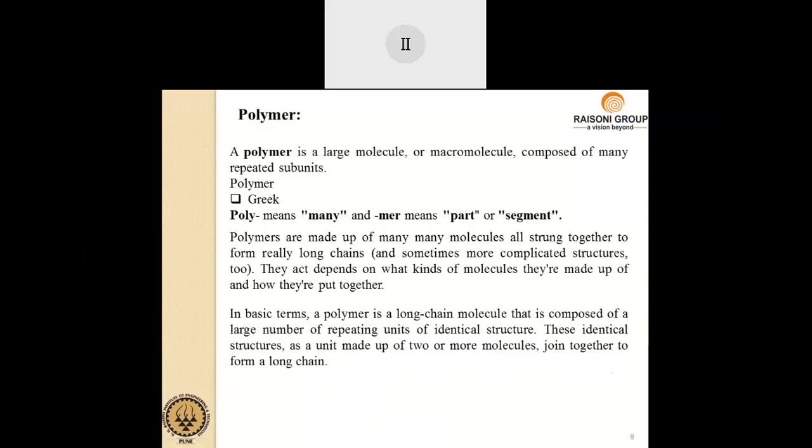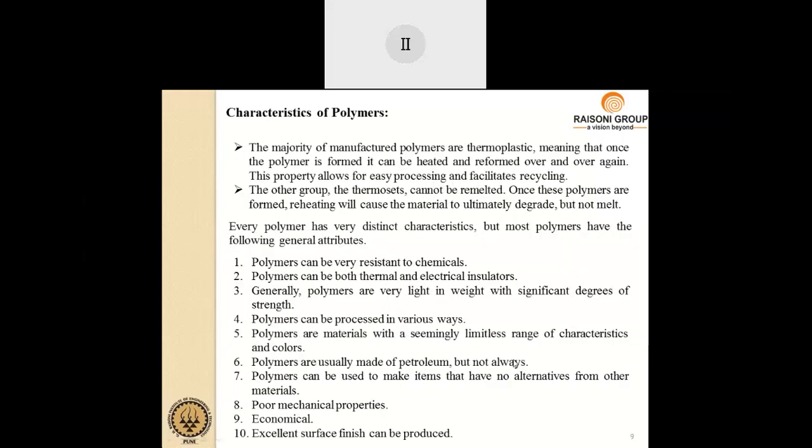So now I hope you have understood what a polymer is, what is the meaning of that, and how we make this polymer. So next, different characteristics of polymers.